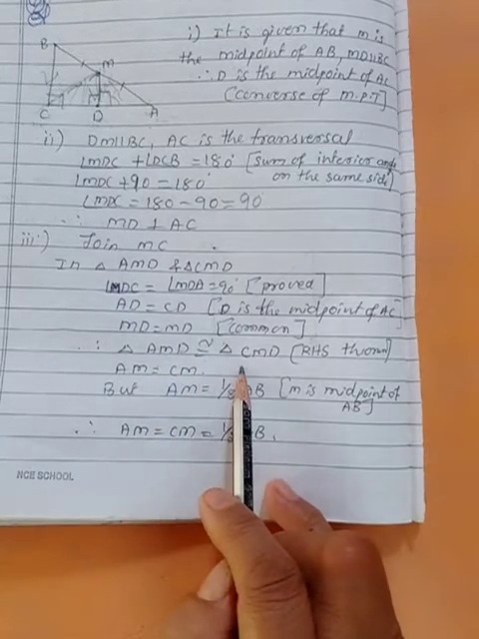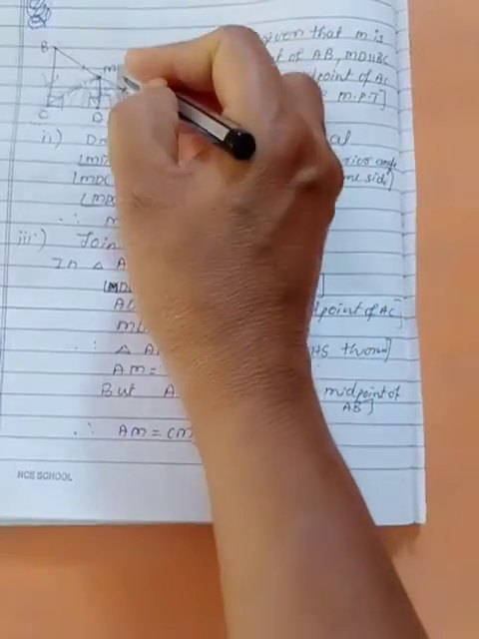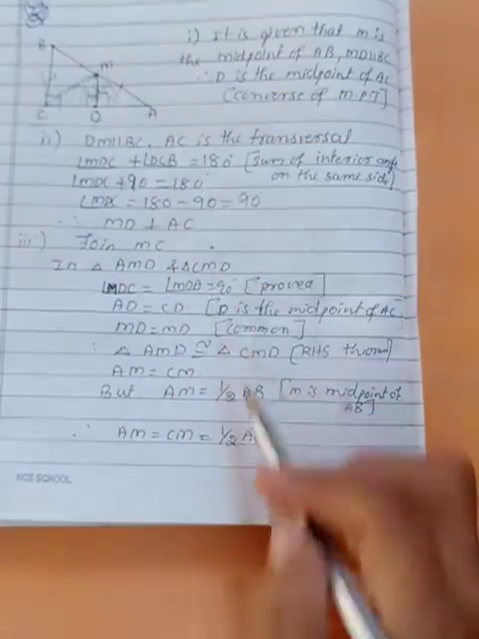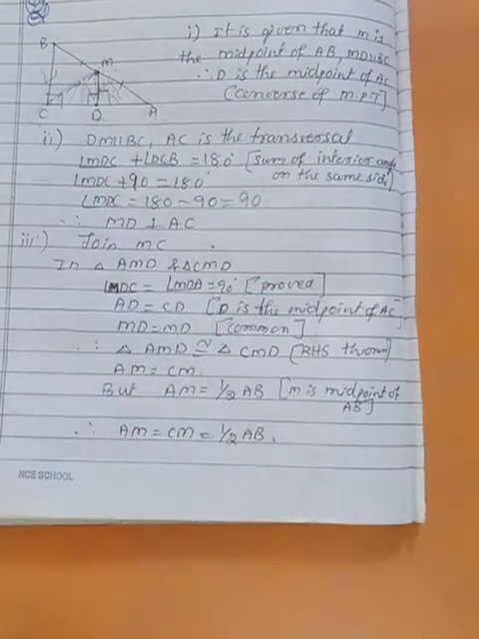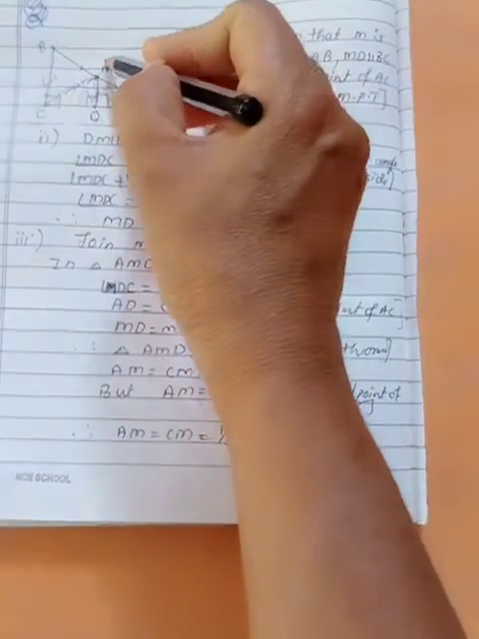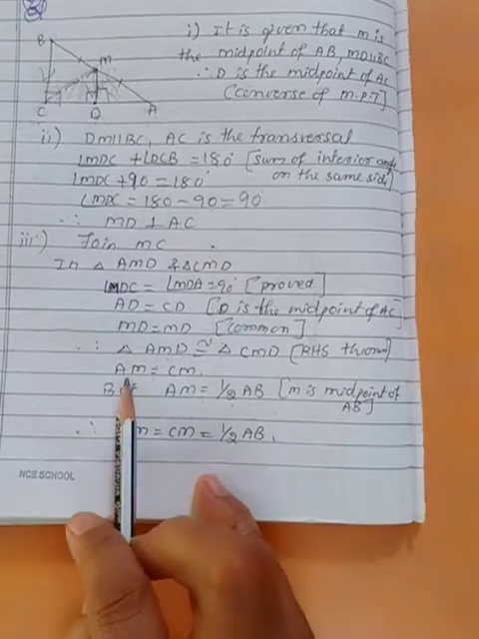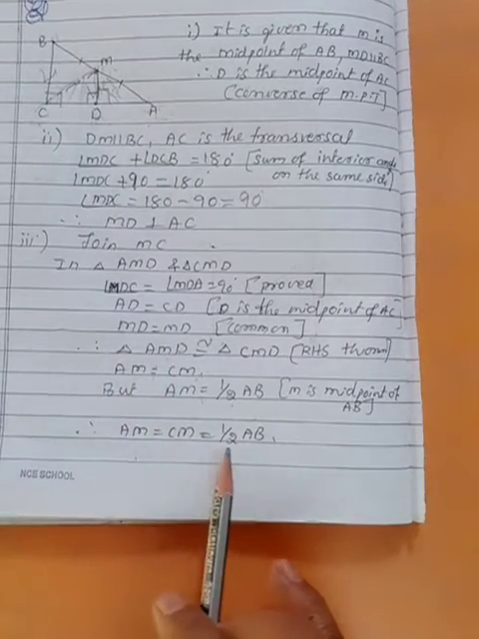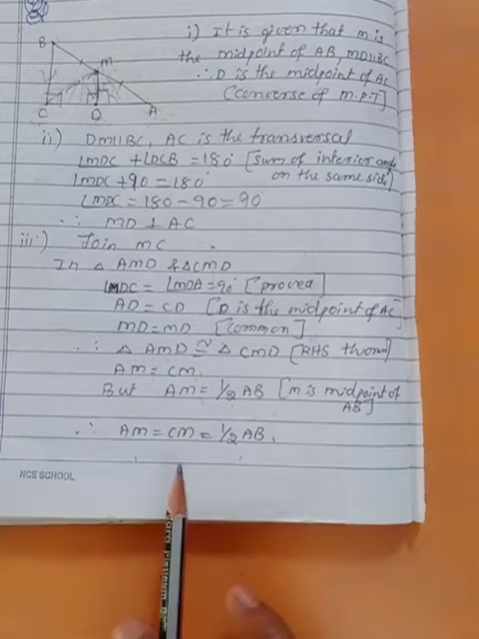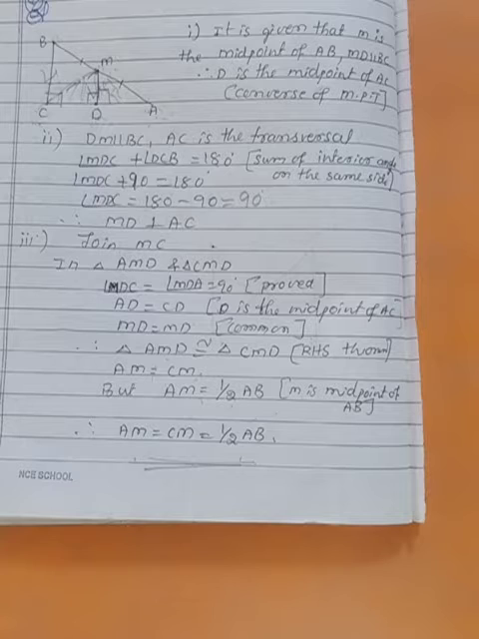They are congruent. If they are congruent, the left sides CM and AM will be equal. So, therefore, already we know that M is a midpoint of AB. That is half of AB. That's why when AM is equal to CM, even CM will be half of the AB from the midpoint theorem only. Okay.